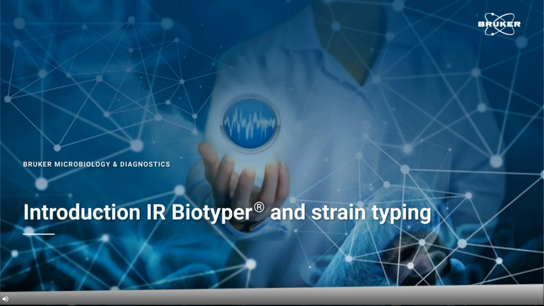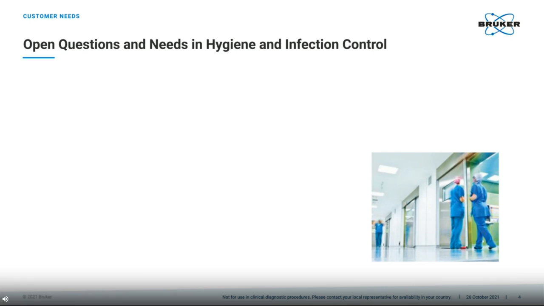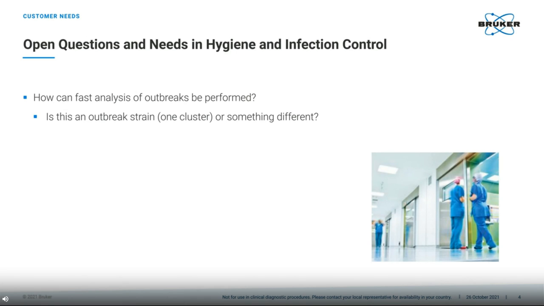So first of all, a quick introduction and some questions. There are some open questions and needs in hospital hygiene and infection control. And one of them is, of course, how can we analyze outbreaks? How can this be performed? And is, for instance, this an outbreak strain? Is it one cluster? Or is it something different? Do we have really seen this strain, or is it something new?